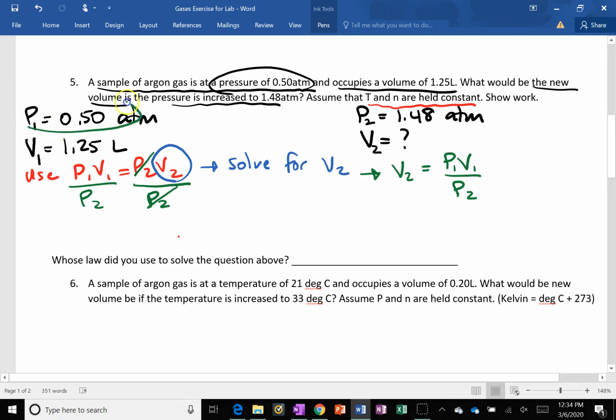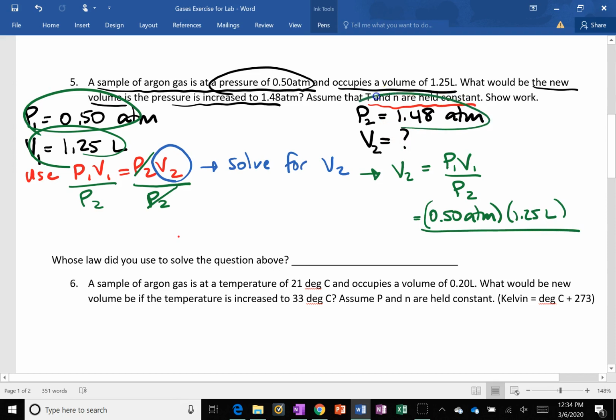We know that our P1 is 0.50 atmospheres. We know that our V1 is 1.25 liters. And we know that our P2 is 1.48 atmospheres. So I'm not just putting in my numbers, I'm also putting in the units. So I can see that the units atmospheres cancel, and I end up with liters as my unit, which makes sense because I'm trying to find volume. And all I would need to do would be to stick that in your calculator.